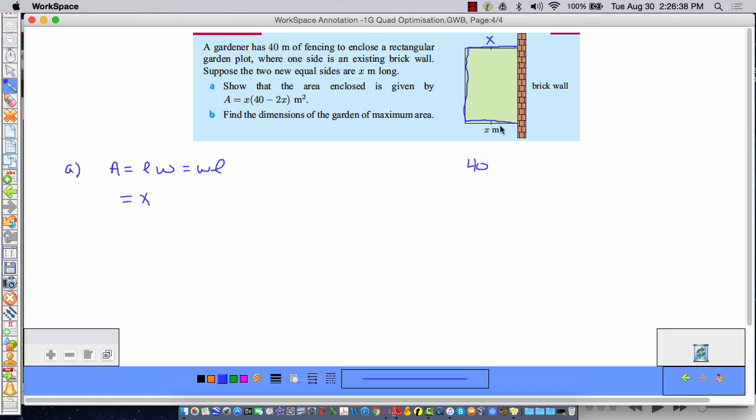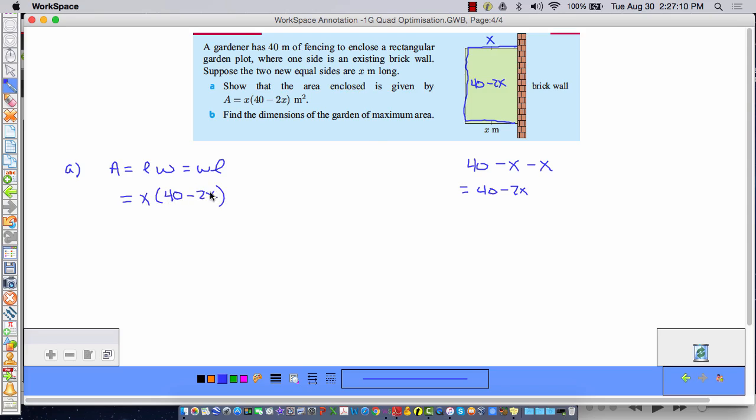And here I use x meters. So now I have 40 minus x meters. And here I use x meters. So I have to subtract another x meters. So that's equal to 40 minus 2x. And that is how much is left after you take these off, which is what we would use for the length. So this length right here is 40 minus 2x. So length times width, or width times length, is going to be x times 40 minus 2x. Okay.